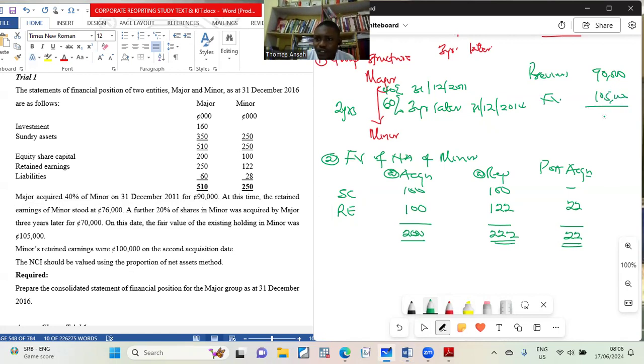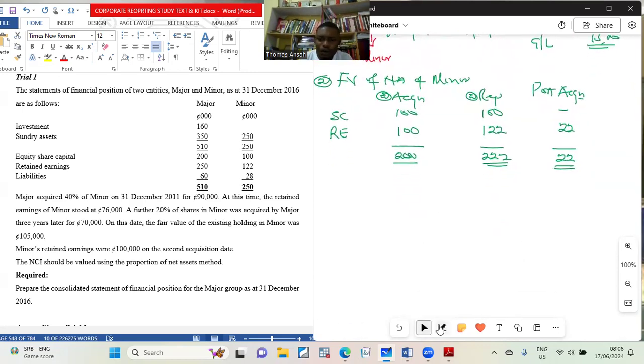So what is the difference? That is 15,000, right? So this one is a gain. Where do we put it? In the P&L. Now, since we are not doing a P&L, where should that thing be? Group retained earnings. Because the group retained earnings is always a representation of your P&L. All right. So that is that.